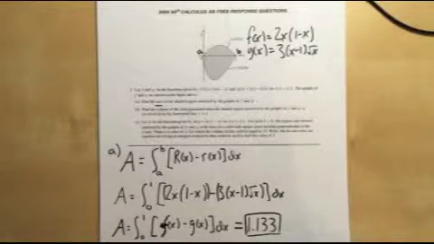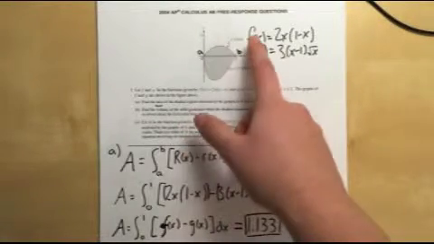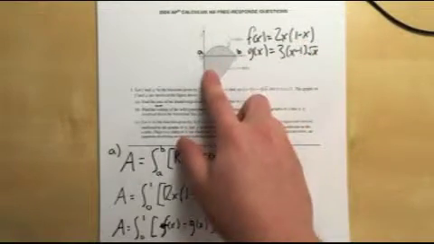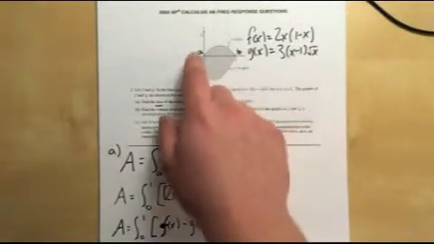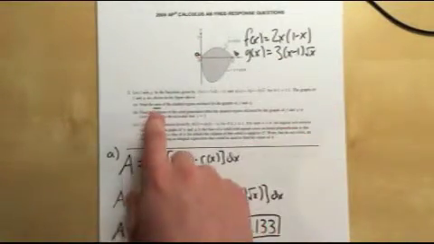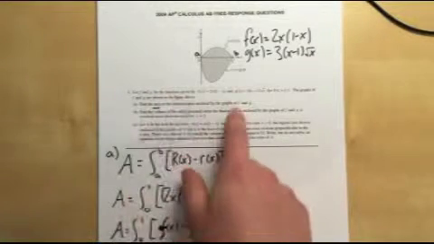Welcome to the 2004 AP Calc AB FRQ number 2. In this problem, we are given a region bounded by f of x, which is 2x times (1 minus x), and g of x, which is 3 times (x minus 1) times root x, from 0 to 1, which is where they intersect. So in A, you're asked to find the area of the shaded region enclosed by the graphs of f and g.